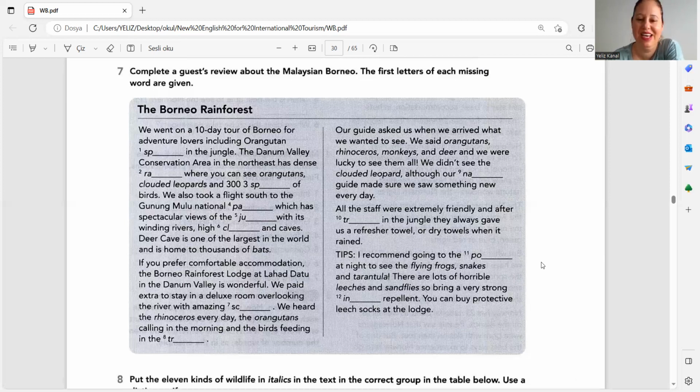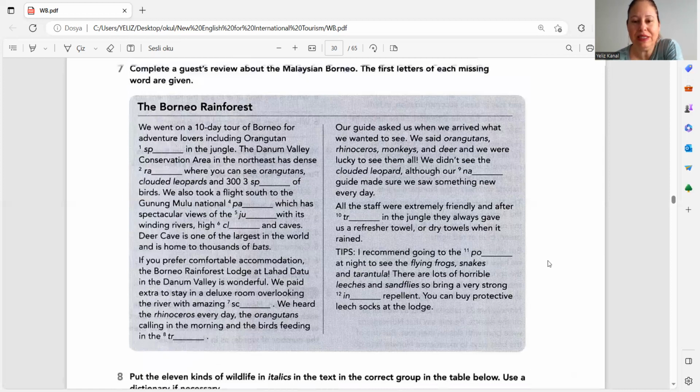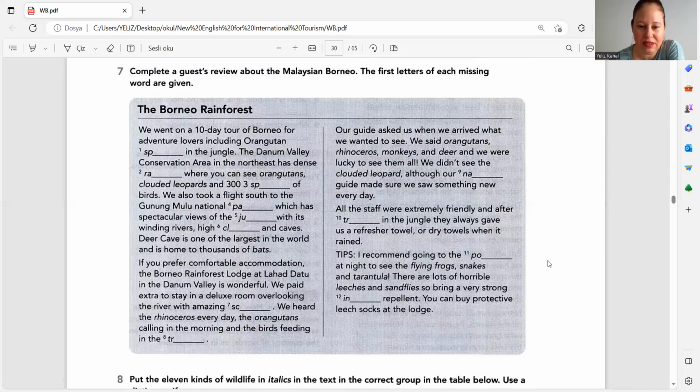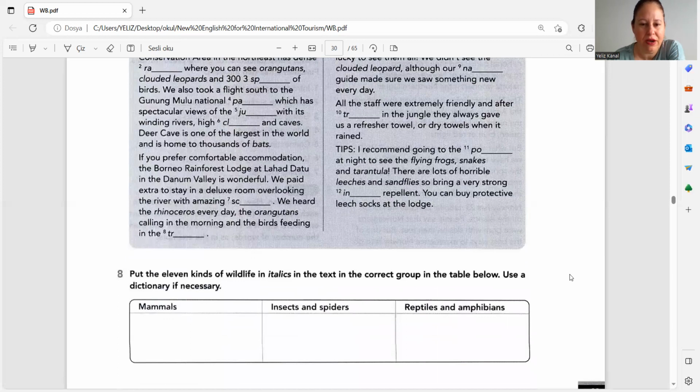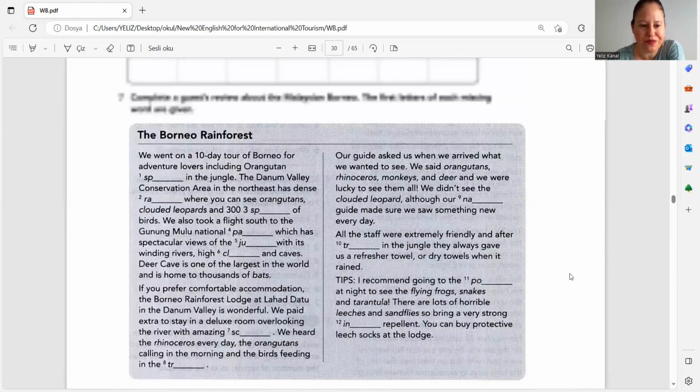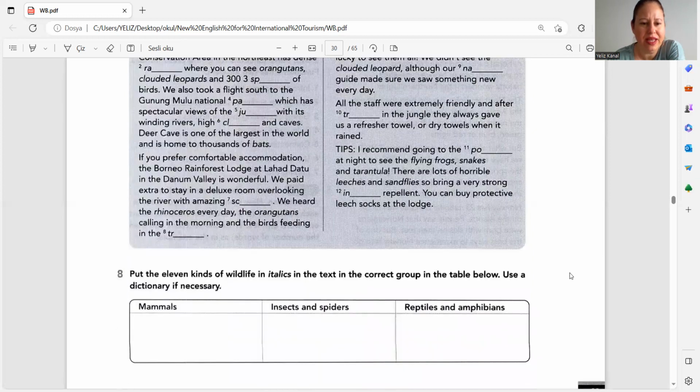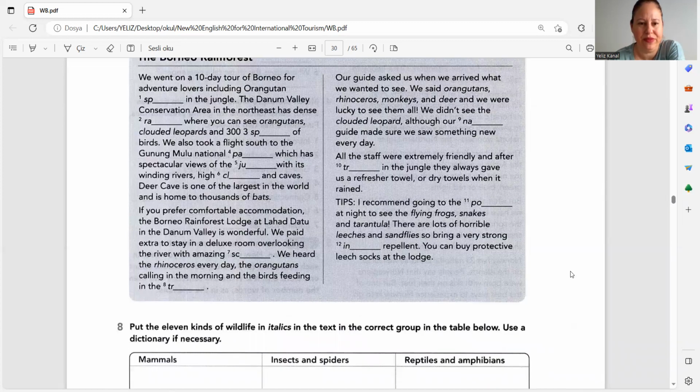Yes. Sounds horrible. Okay. So we have completed this reading text, and now next we have an exercise related to this one. There are 11 kinds of wildlife in italics in this text, okay? 11. So let's find them first. There are clouded leopards, orangutans, what else? Rhinoceros, monkeys, deer. I said clouded leopard, right?